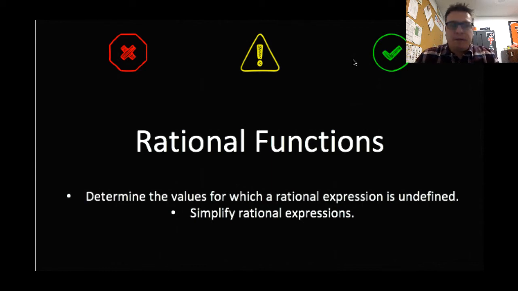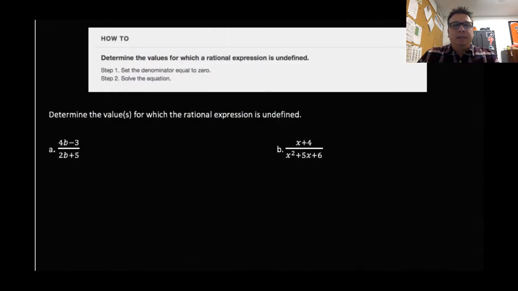All right, well, this time around we're going to go through and determine the values for which a rational expression is undefined, and then we're going to go through and simplify some rational expressions. So let's go ahead and get going with a few of these.